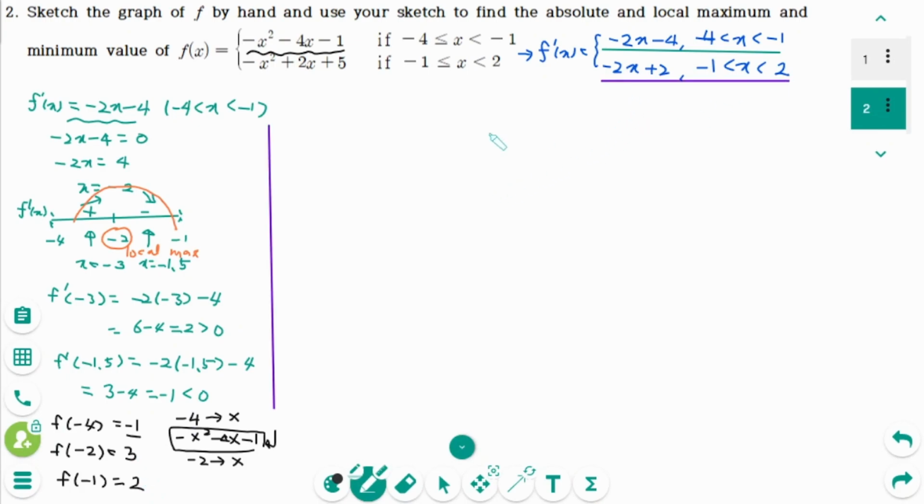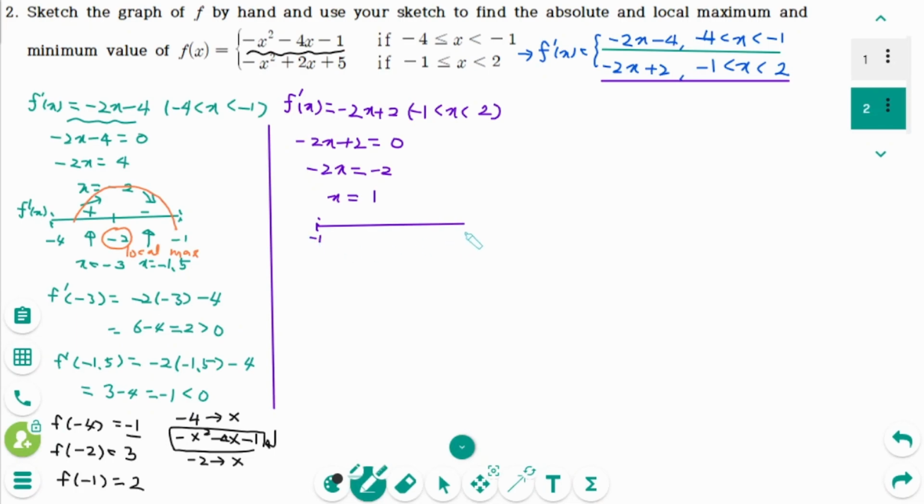Case 2, f prime of x equals minus 2x plus 2. If x is between minus 1 and 2, then minus 2x plus 2 equals 0. Then minus 2x equals minus 2, then x equals 1. There's a number line between minus 1 and 2. Then 1 is here.